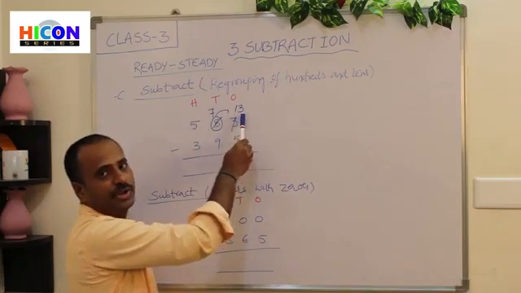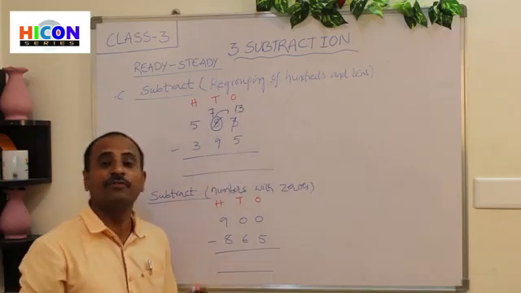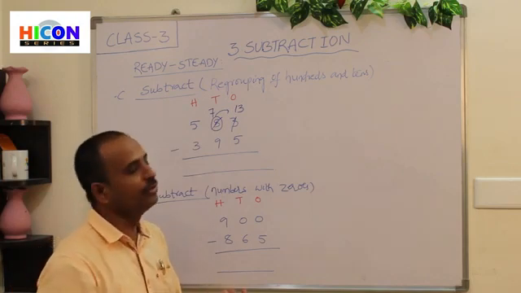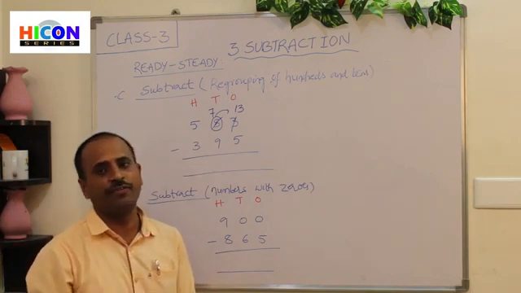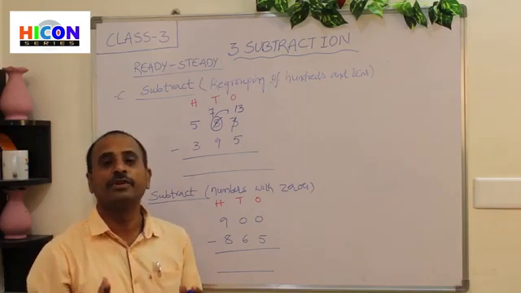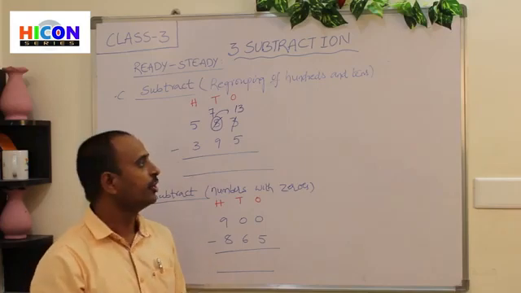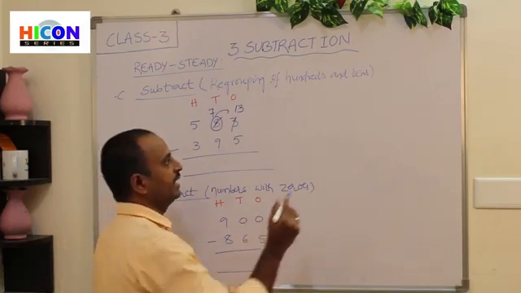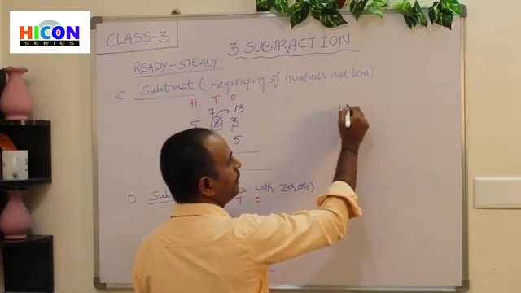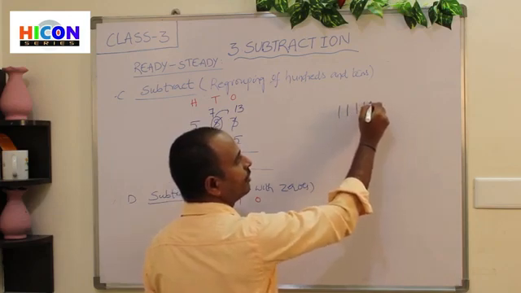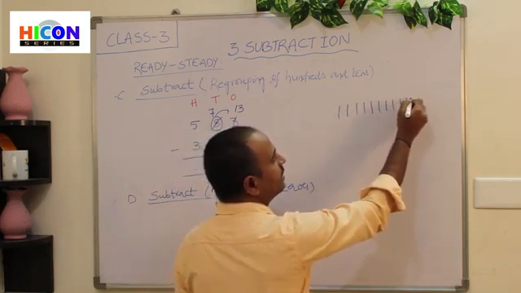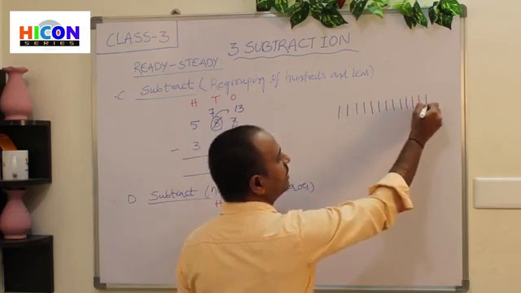So what is the first number here? 13. So open 13 fingers of your hand. But we have only 10 fingers. So we cannot do the subtraction on our fingers. So in such cases, we have to draw simply lines in your rough notebook. So just draw 13 lines in the rough. 1, 2, 3, 4, 5, 6, 7, 8, 9, 10, 11, 12 and 13.